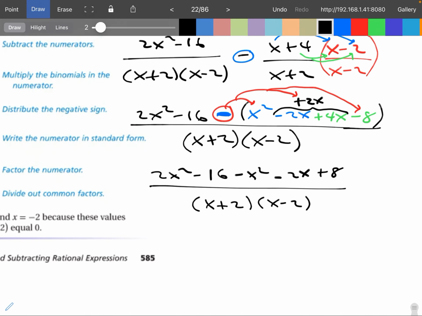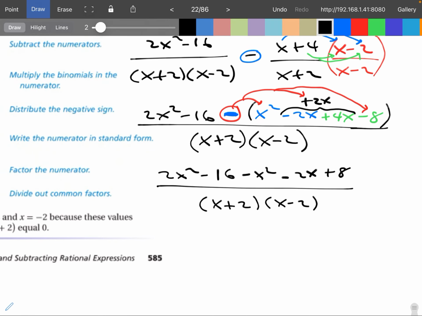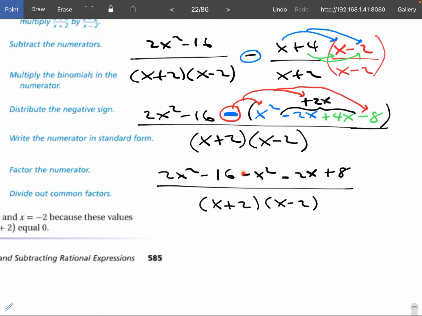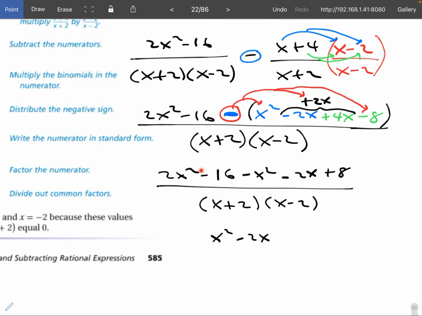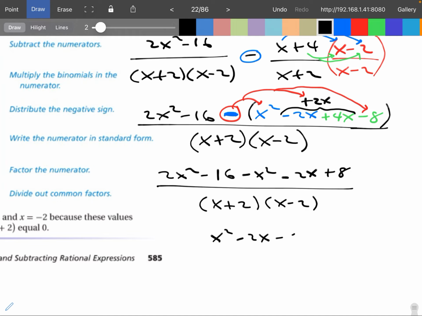Now we've got to combine like terms up there in the numerator. All right, so what do we got? We can combine the 2x squared minus x squared, so that's going to give us 1x squared, right? And then we've got a minus 2x that we can bring down. And then we also have a negative 16 plus 8, so that's going to give us a negative 8. Since it's a negative 8, we're going to write minus 8. That's subtraction, which implies that that 8 is negative. And now that's over the quantity x plus 2 times the quantity x minus 2.